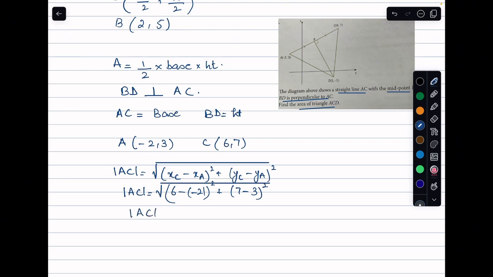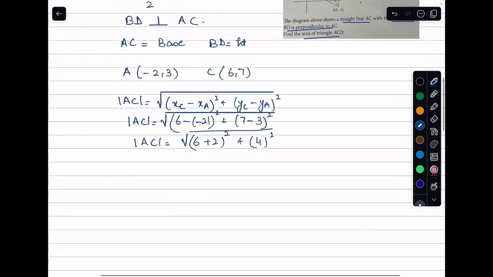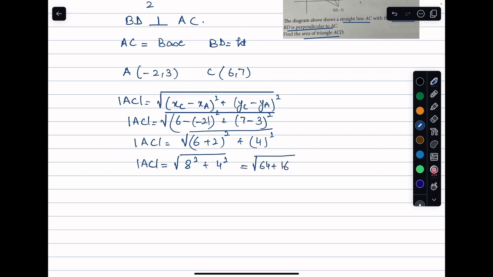or I can say AC equals under root 6 plus 2, giving me 8 the whole square, 7 minus 3, that gives me 4 the whole square, or AC equals under root 8 the whole square plus 4 the whole square, or further I can say this is 64 plus 16, so AC is going to be under root 80, which can also be written as 4 under root 5 units.